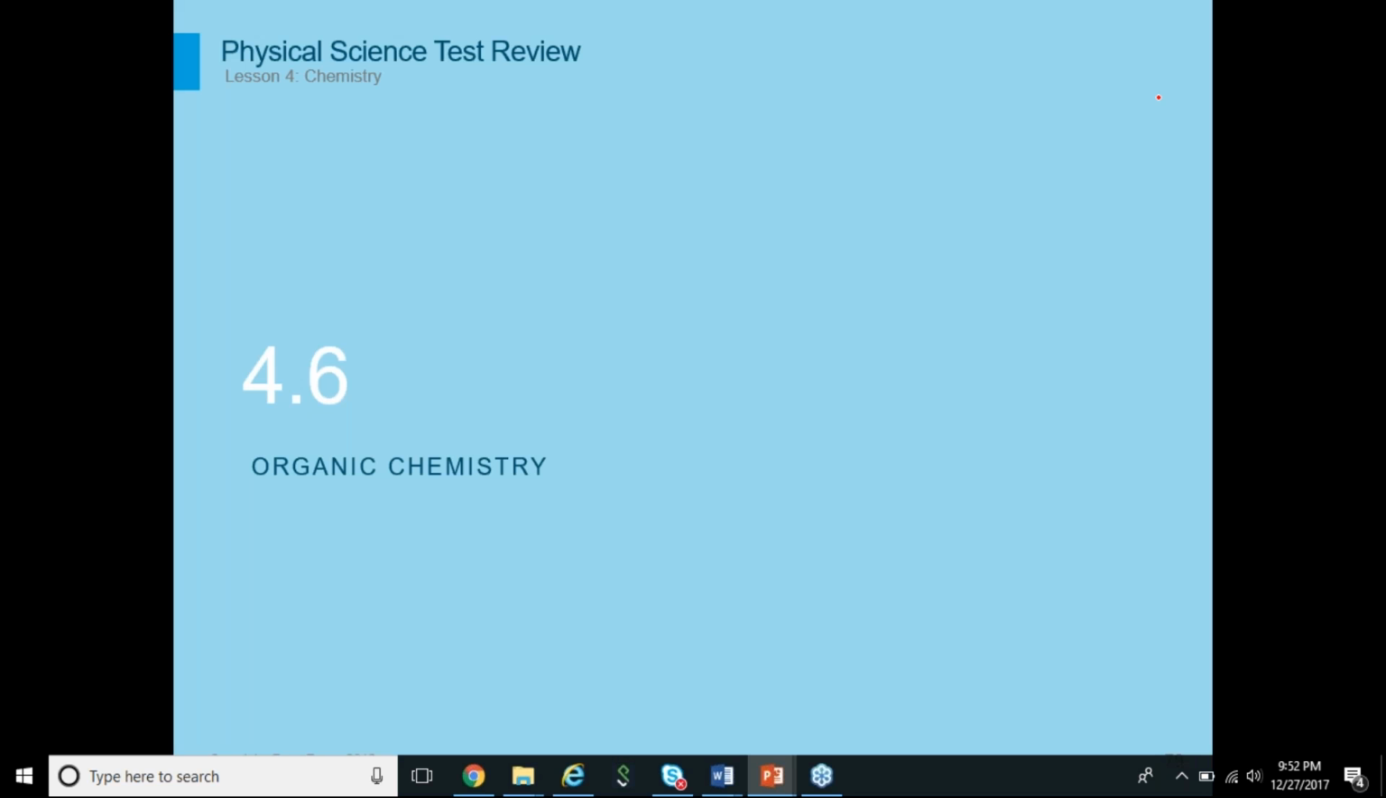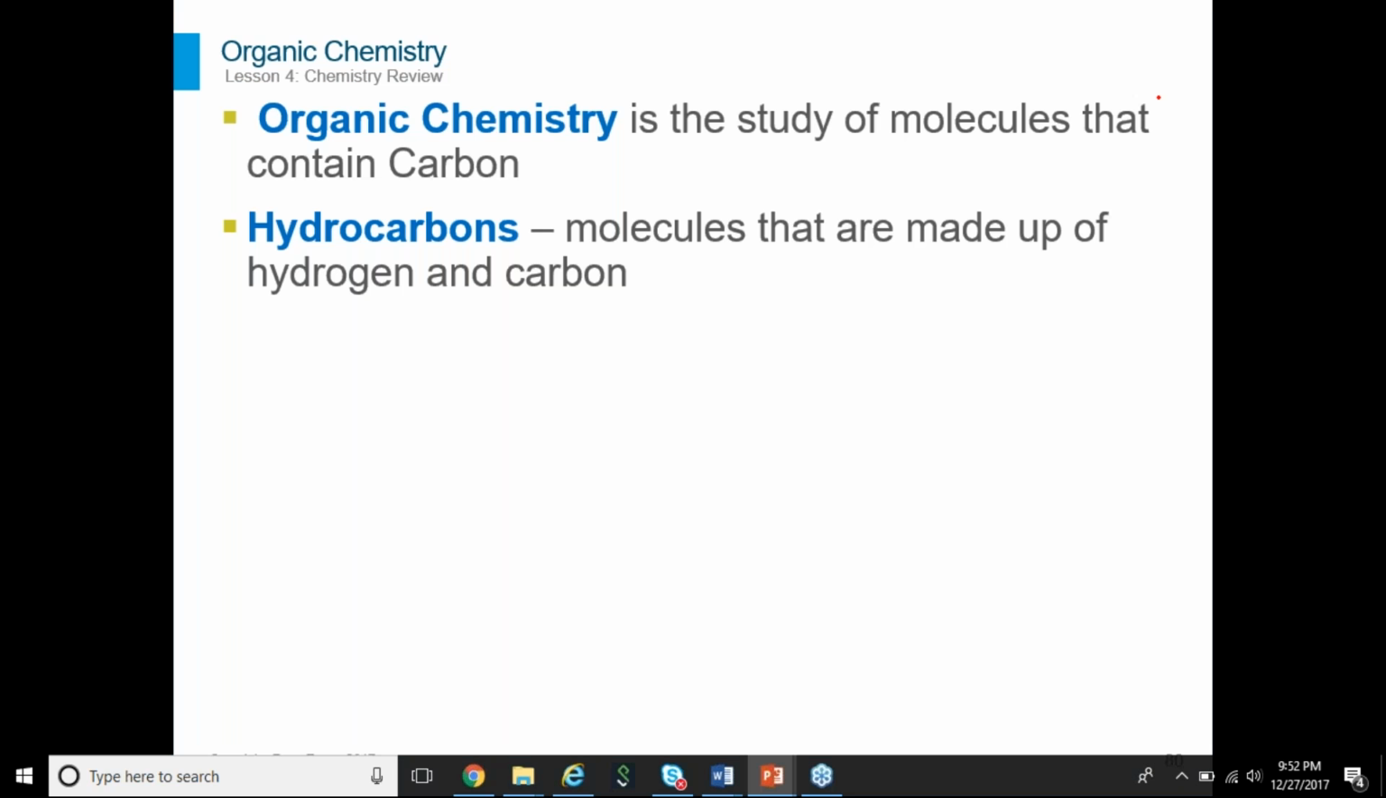Specifically, I'm going to go through some of the different types of molecules that they go over in your study unit, because we don't go over them all in your review video that's on your student portal. So organic chemistry is the study of molecules that contain the element carbon. And we're looking now at hydrocarbons. These are molecules that are made up of carbon and hydrogen.